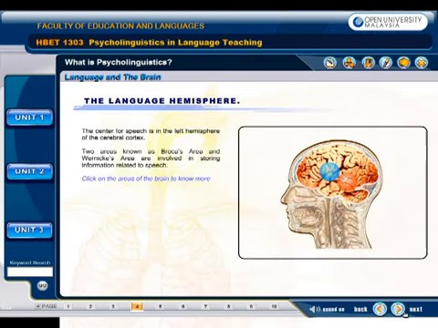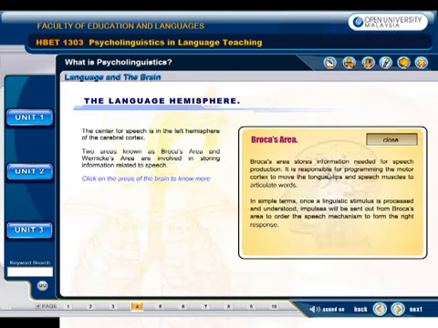The center for speech is in the left hemisphere of the cerebral cortex. 2 areas known as Broca's area and Wernicke's area are involved in storing information related to speech. Click on the areas of the brain to know more.